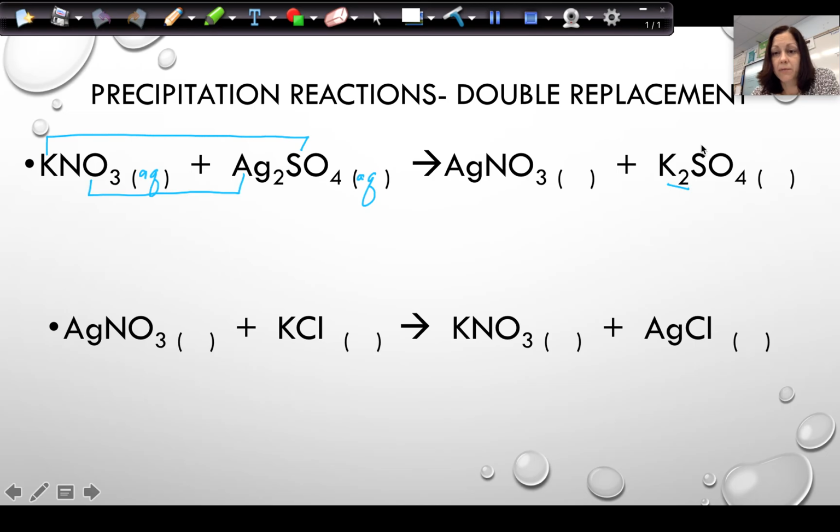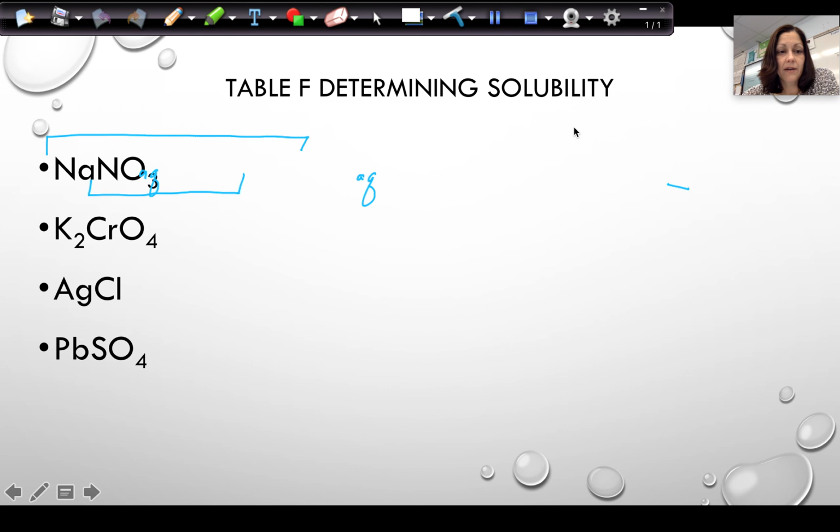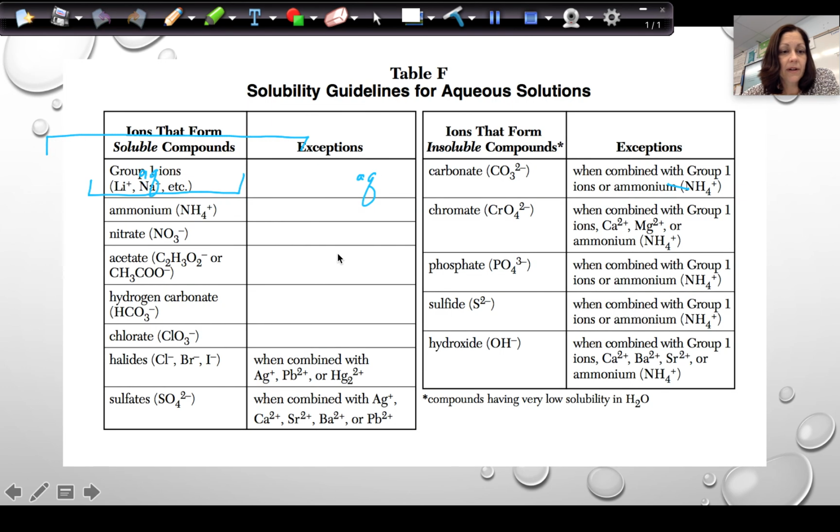This was a +1 and a -2, that's why it's K2SO4. So we're going to look up AgNO3 and K2SO4 back, oops, wrong way, on table F. So again, K is a group 1 ion, so that's soluble no matter what. SO4 is also something that's soluble with that.